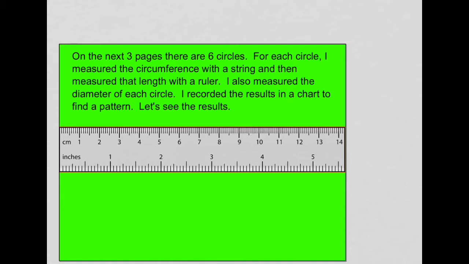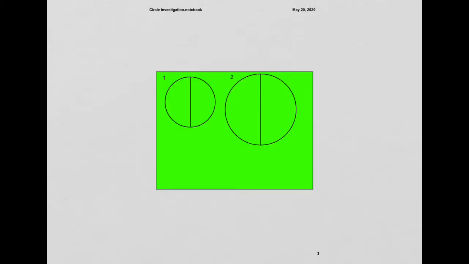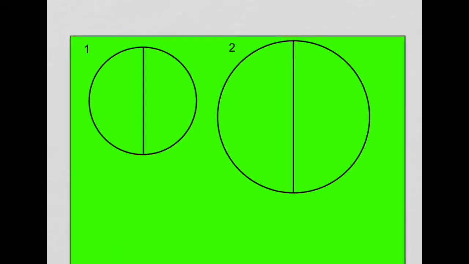Now let's see the results. So on this page there are 2 circles. Now what I would have done in circle 1 is I would have taken a piece of string, measured the distance around, and then measured that length with a ruler. That's called the circumference. And I would have measured the diameter. And same thing on circle 2, I would have measured the distance around using a piece of string and then measuring the string and measured the diameter.